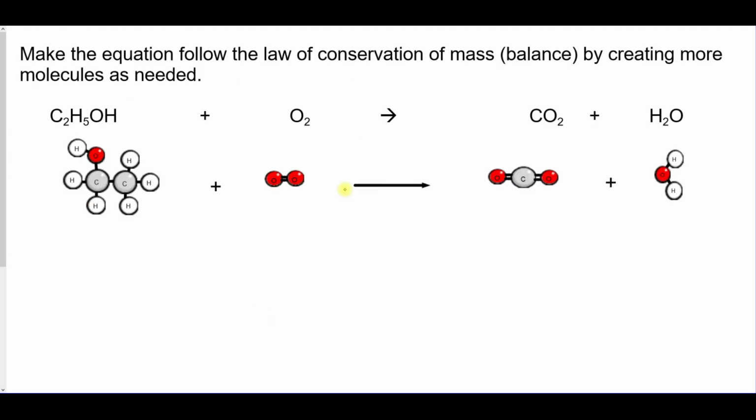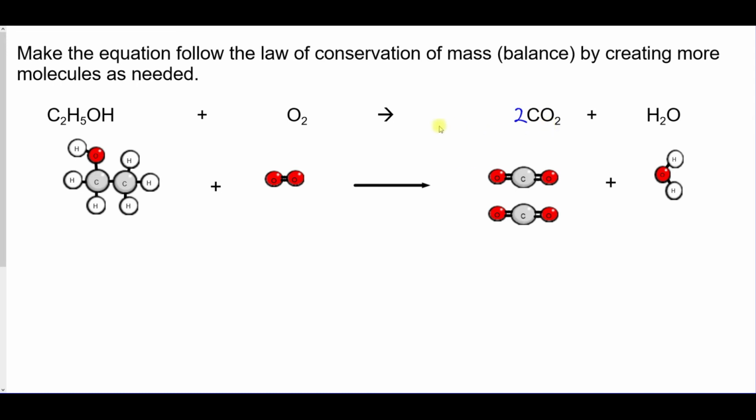So let's try a little more complex one. Ethanol here and oxygen, so this is another combustion reaction. I'm making carbon dioxide and water. I'm going to start off with my carbon, and I have 2 carbons on my reactant side and only 1 on my product. The only thing I can do here is to create another molecule, so I do that, and I want to make a record of that. I have 2 of the carbon dioxide. So now I have 2 carbons on my reactant side and 2 carbons on my product side.